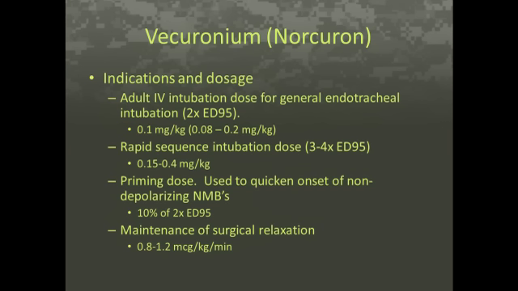You can also give a priming dose to hasten the onset of the neuromuscular blockade. Priming dose is approximately 10% of 2 times ED95. During surgery, it can be used for maintenance of surgical relaxation. This can be achieved through an IV infusion of approximately 0.8 to 1.2 micrograms per kilogram per minute.